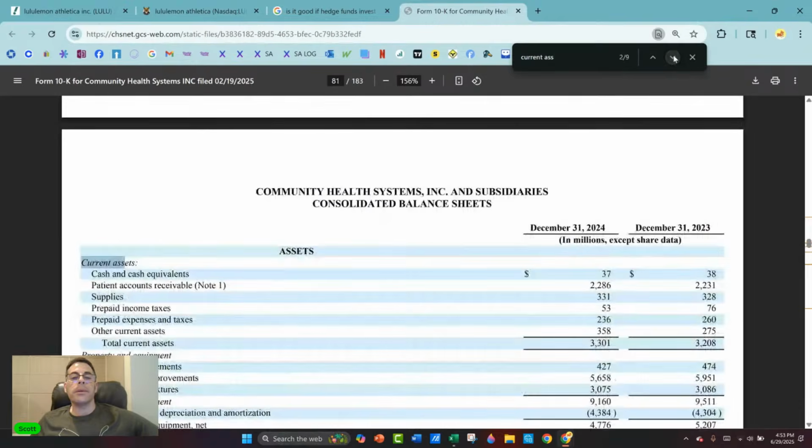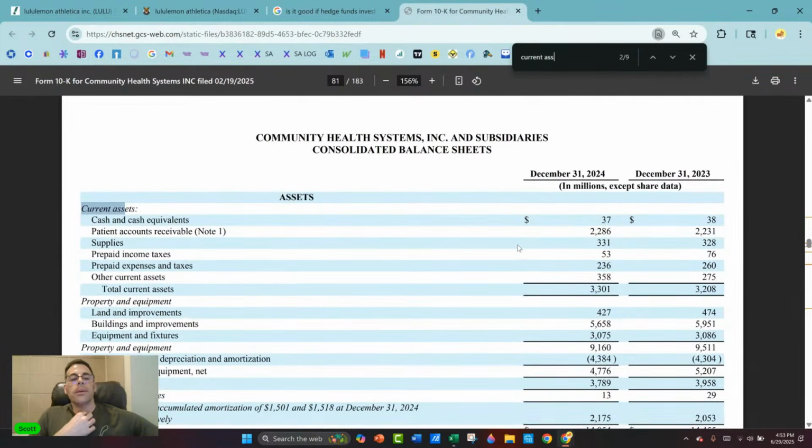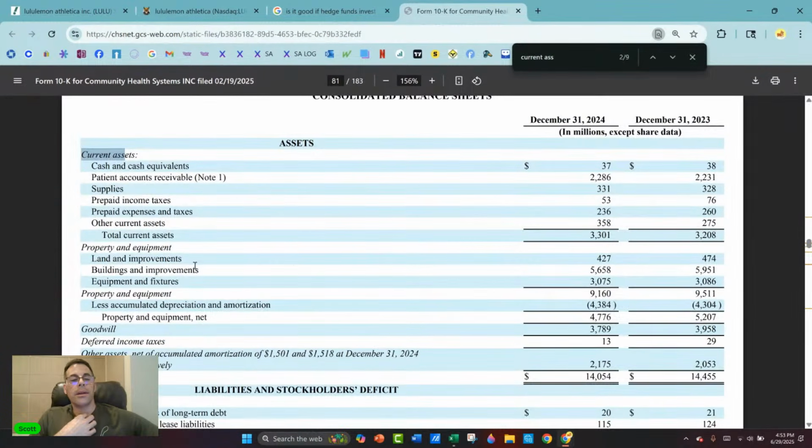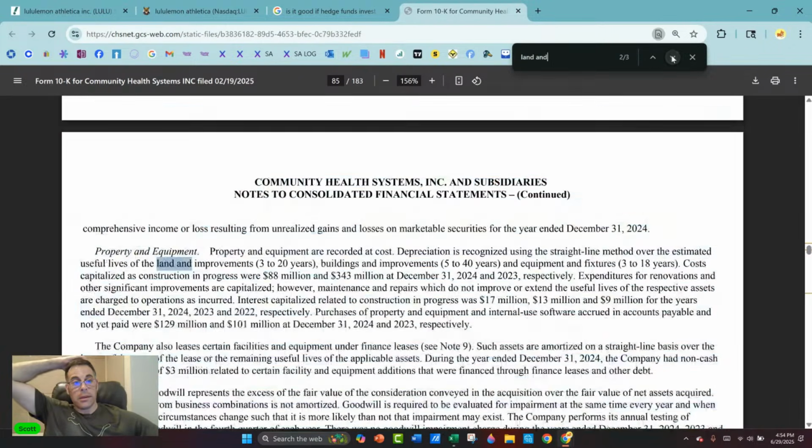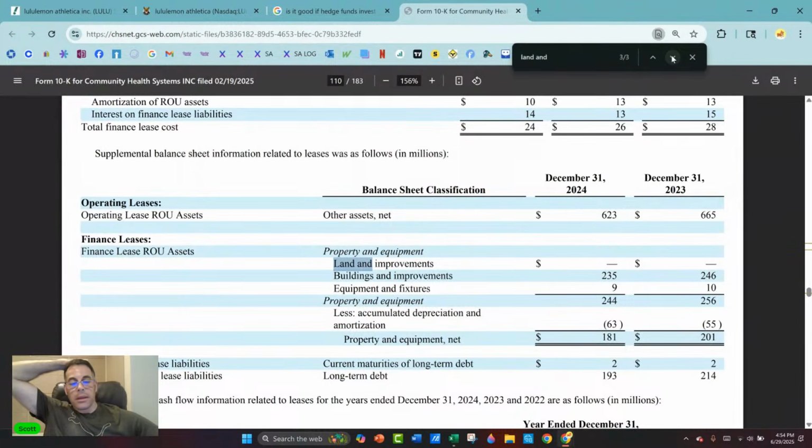I want to see this hospital. I wanted to see their assets, like if they listed out. I just want to see how many locations they have. It doesn't matter.